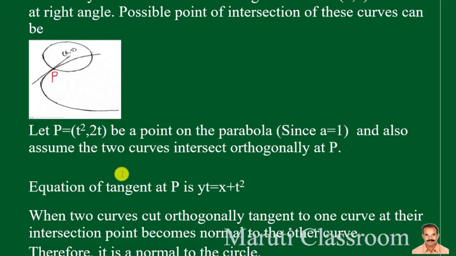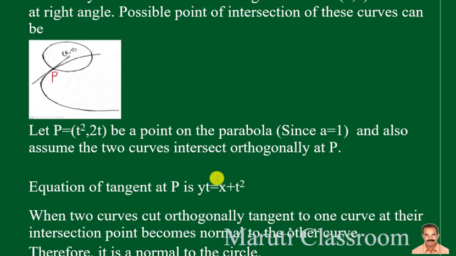Now I am finding the equation of the tangent to the parabola at (at square, 2at). We know the formula yt equals x plus at square. Because a equals 1, it becomes yt equals x plus t square. It is the tangent to the parabola at P. When two curves cut orthogonally, the tangent to one curve is normal to the other curve. So the tangent to the parabola becomes normal to the circle.